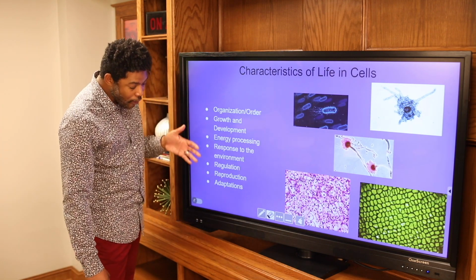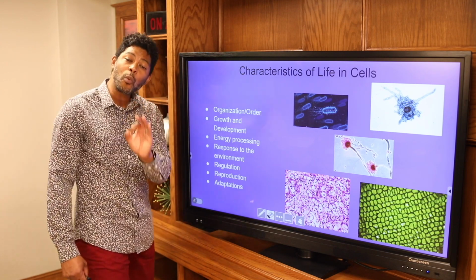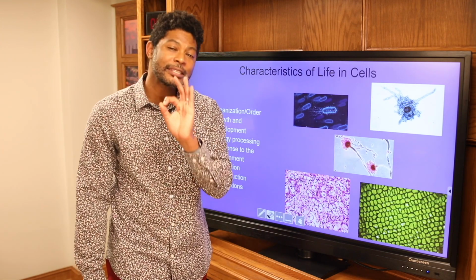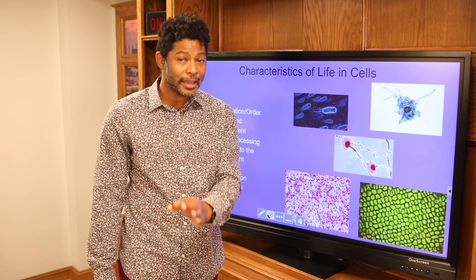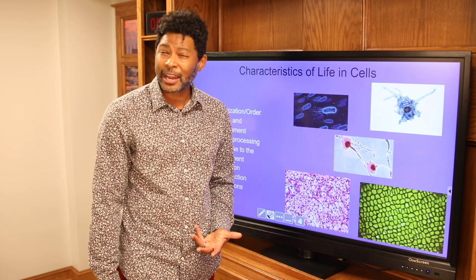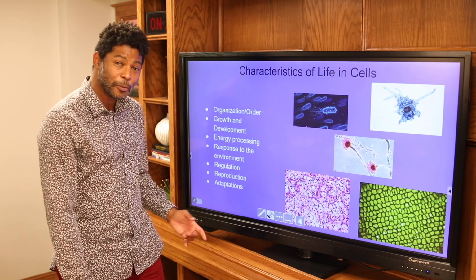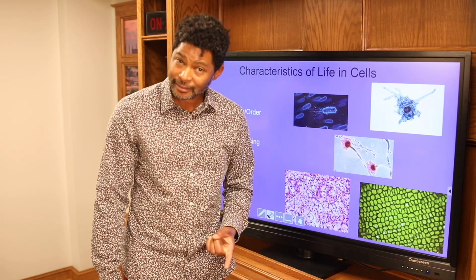So what you find is that cells go through all of these processes, which is why a cell is considered to be the smallest unit of life. Because things like viruses, they don't go through all of this, which is why a virus isn't alive.